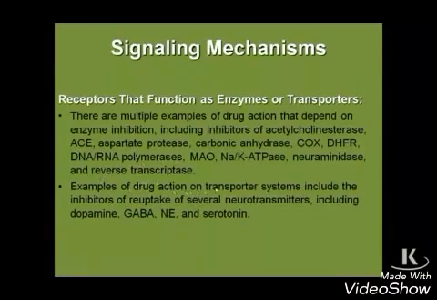And then also drug action on transporter systems, including inhibitors of reuptake of several neurotransmitters. Of course, reuptake of neurotransmitters is one of the major ways, and most often the major way, for clearing neurotransmitters from the synapse. So reuptake inhibitors can affect things like dopamine or GABA or norepi or even serotonin.